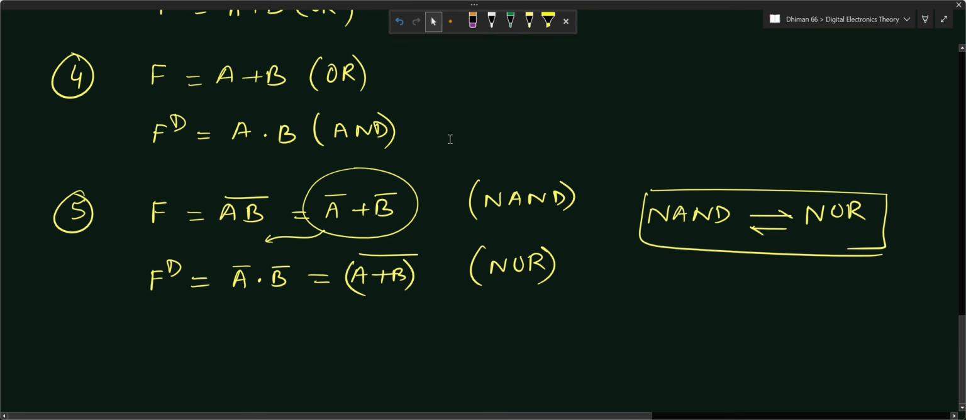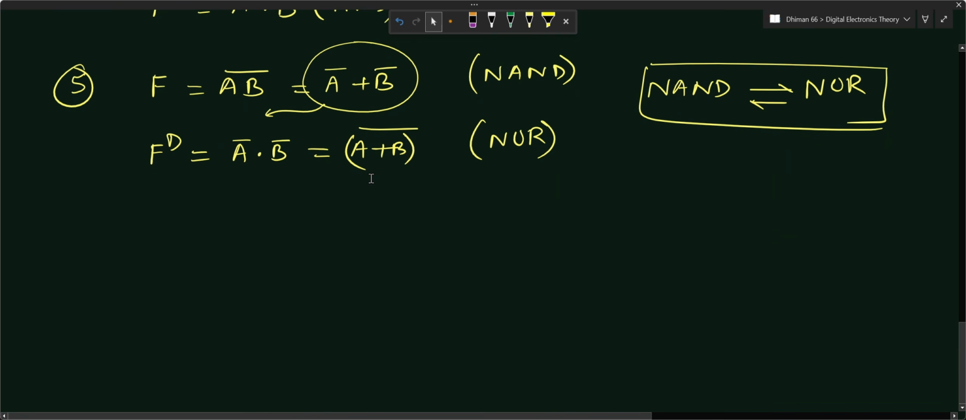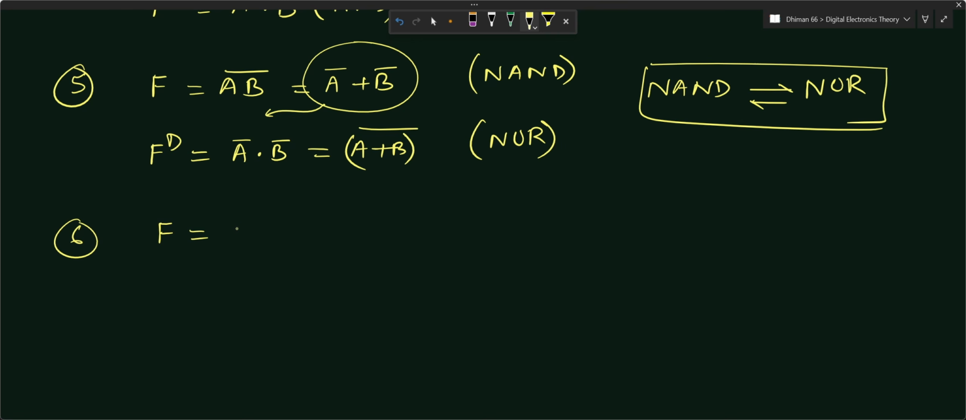Okay, now let us go to our sixth type. In the sixth case, we will consider NOR operation first. F equal to a plus b whole bar. Suppose this is the given expression. So what will happen? This is the NOR operation. Now, if we find out the dual of the given expression, what will happen? So let me write down here, a plus b whole bar means a bar dot b bar. So this is the NOR operation.